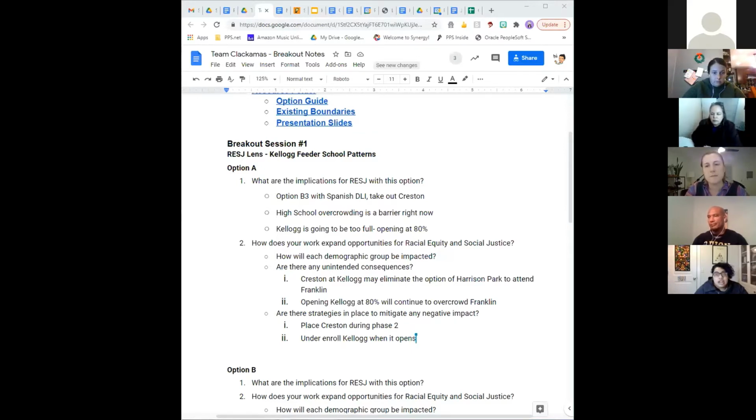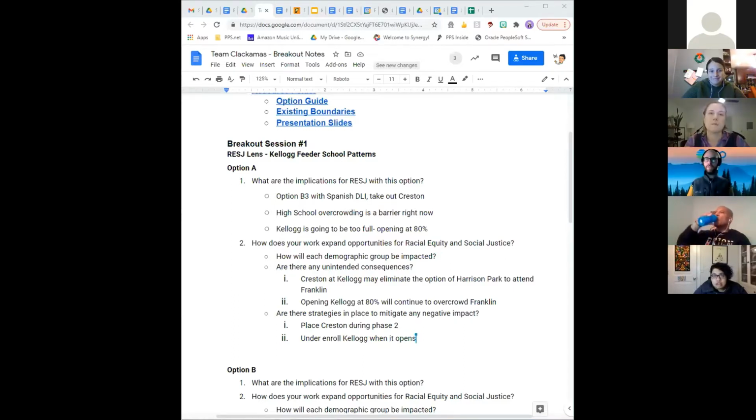Chad, can I ask a question? What is the percentage that would decrease of utilization for Kellogg for option B3 if Creston is not part of that utilization percentage? Let me run those numbers for you really quick. So you're just saying B, which option without? B3, without Creston. Okay, yeah, let me take a look. I'll put it in the chat. Thank you.